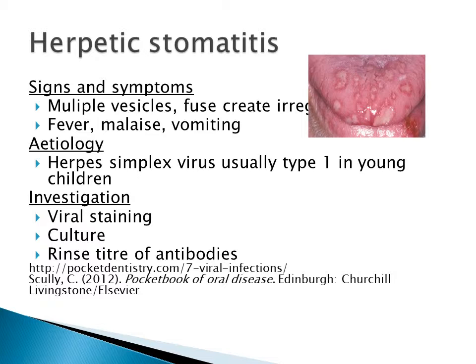Other symptoms may include fever, malaise, irritability, and vomiting. Any areas of the mouth can be affected, including the dorsum of the tongue. Etiopathogenesis is herpes simplex virus, usually type 1 in young children and type 2 in older age groups. Investigations would include a smear to show viral immunostaining, and rinse titer of antibodies is confirmatory, and this is with the GP.